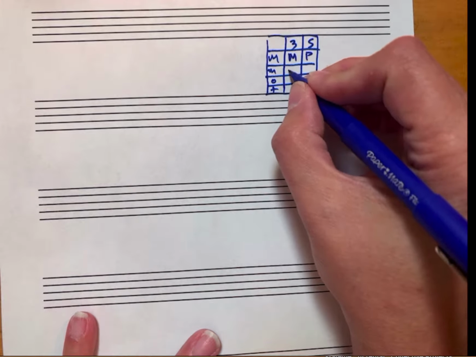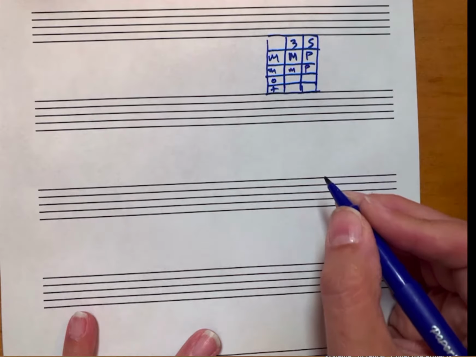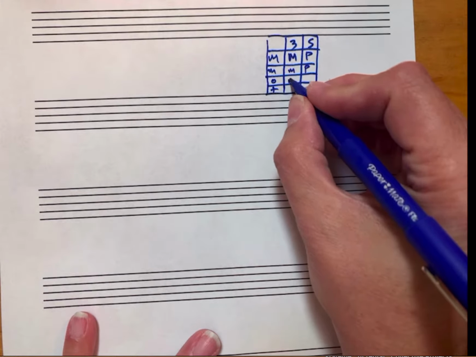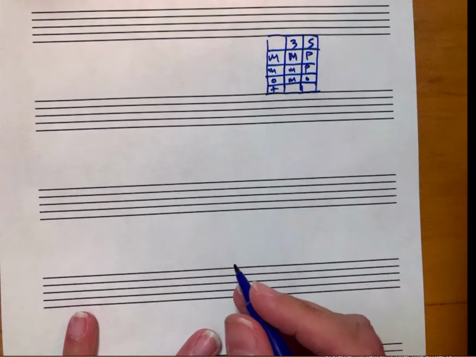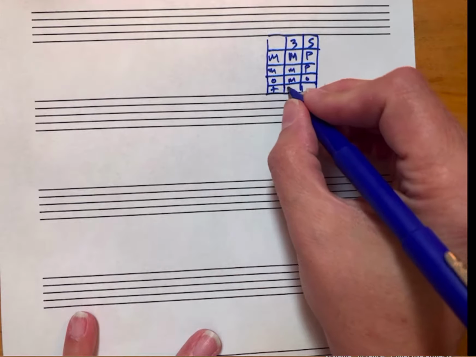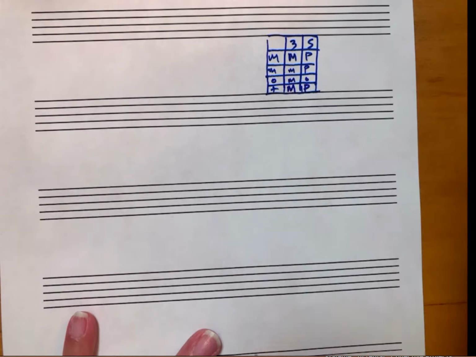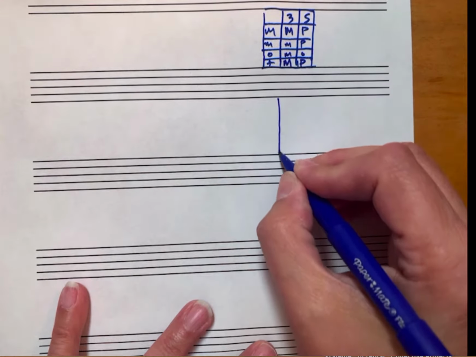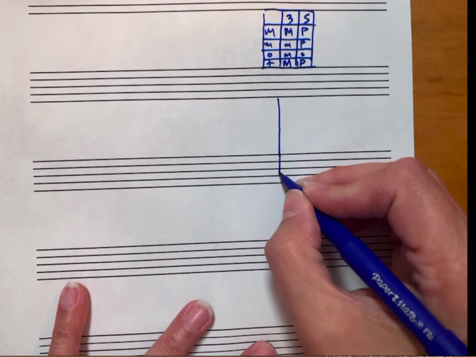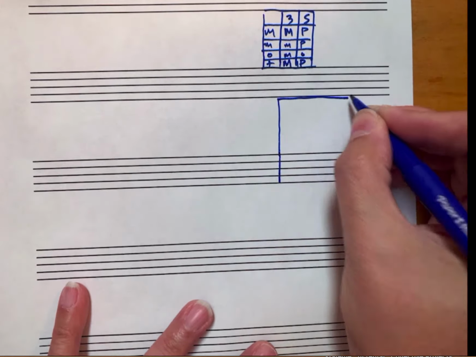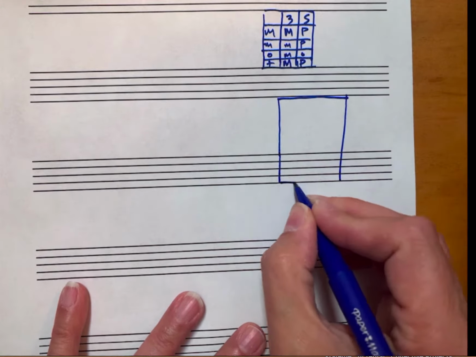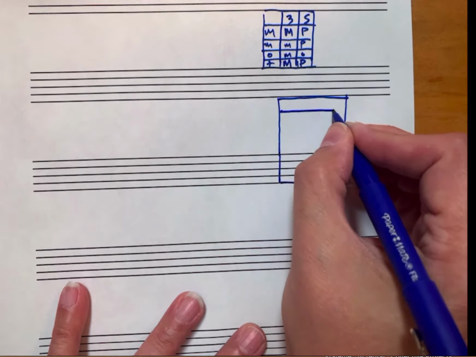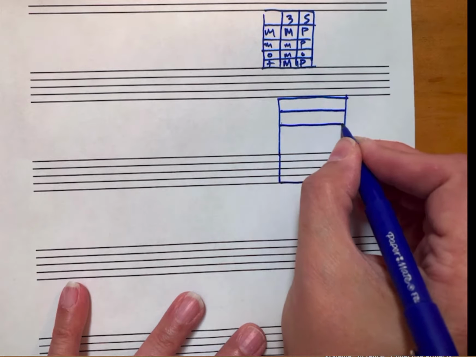Minor triad was a minor third and a perfect fifth. Diminished triad was a minor third and a diminished fifth. Augmented triad was a major third and a perfect fifth. We're going to make a similar chart for seventh chords. And we will end up doing 5 different seventh chords.